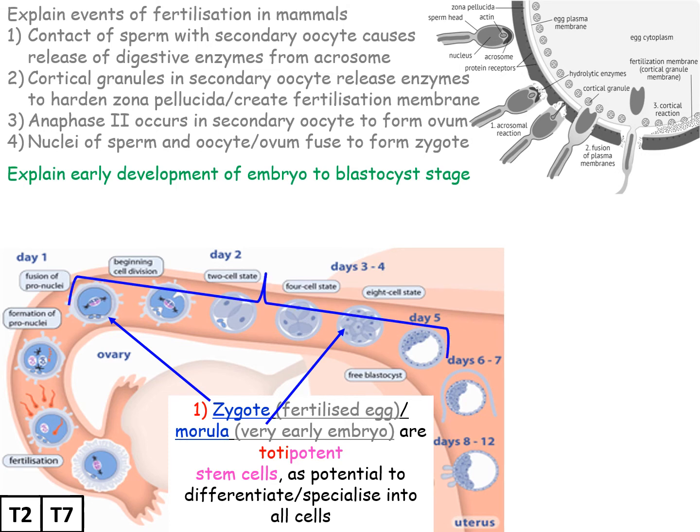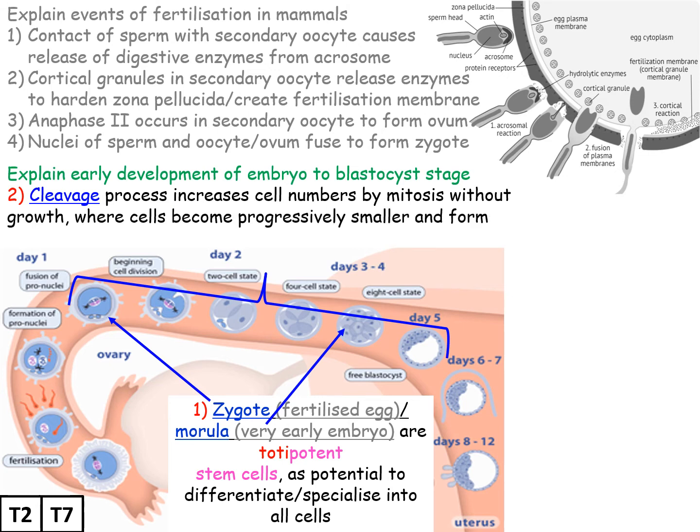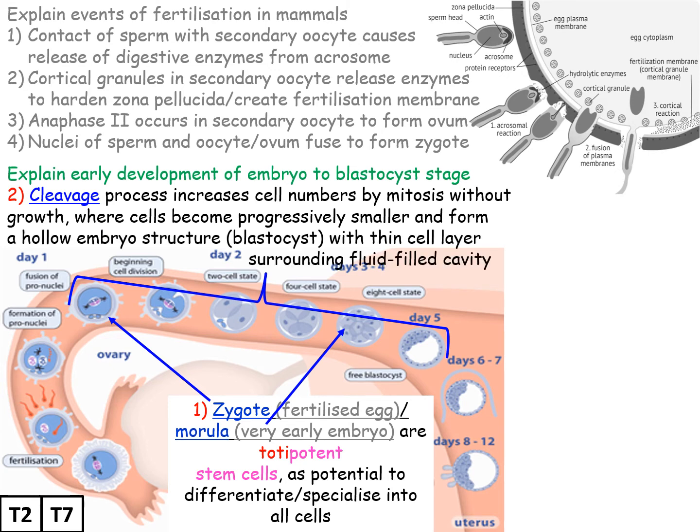Now, going from the zygote to a very early embryo stage, we've got a cleavage process where there's an increase in cell numbers by mitosis. However, this happens without growth. In other words, you have a very shortened interphase stage. So those cells become progressively smaller, and they form a hollow embryo structure, a blastocyst, with a thin cell layer surrounding the fluid-filled cavity.